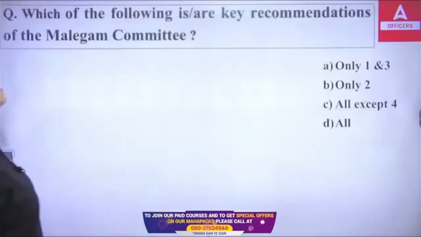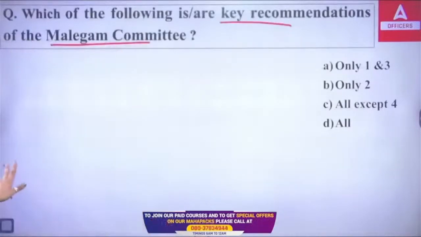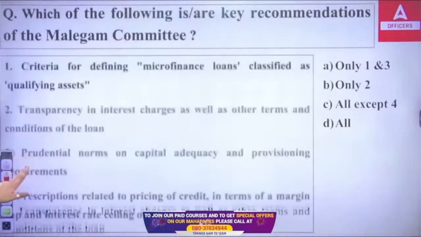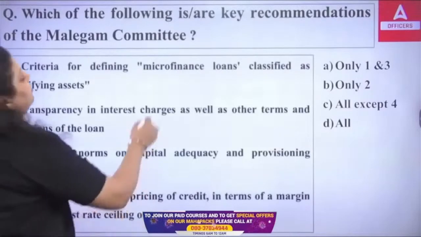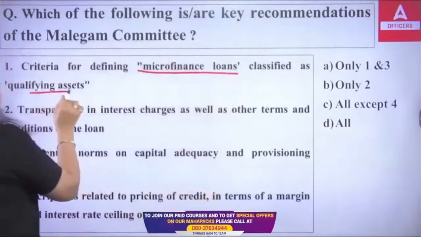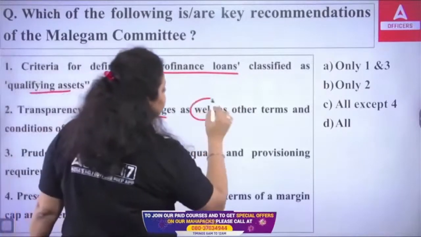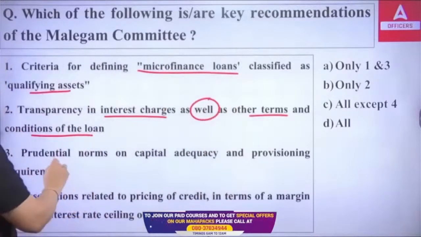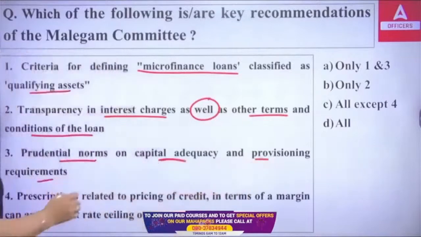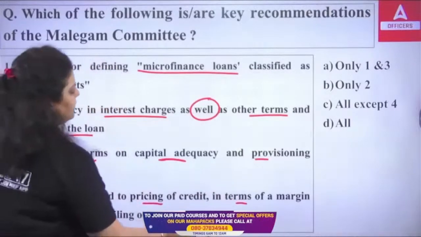Next, which of the following are key recommendations of the Malegam Committee? These are the options we have. First, criteria for defining microfinance loans that are classified as qualifying assets. Second, transparency in interest charges as well as other terms and conditions of the loan. Third, prudential norms on capital adequacy and provisioning requirements of the bank. Fourth, prescriptions related to pricing of credit, terms of a margin cap and interest rate ceiling on individual loans.